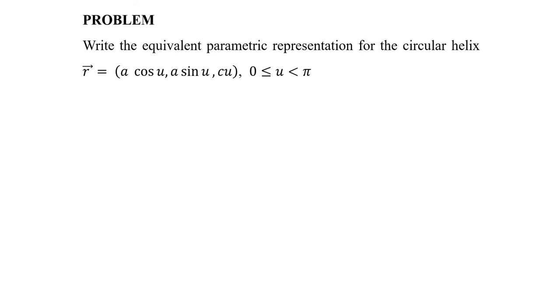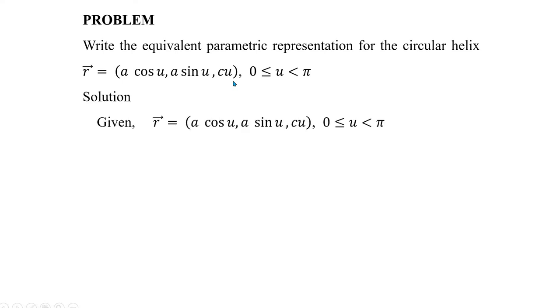Write the equivalent parametric representation for the circular helix R vector equal to a cos u, a sin u, cu, where u lies between 0 and pi. R vector, the circular helix, is given with components a cos u, a sin u, cu. Using this we are going to frame the change of parametric representation. Here R vector depends on the variable u.